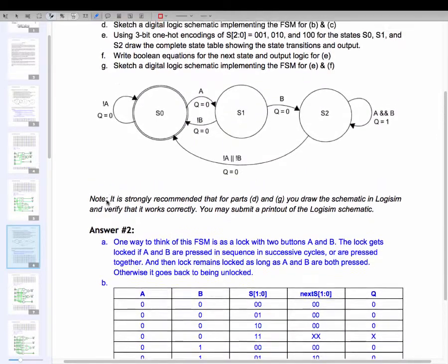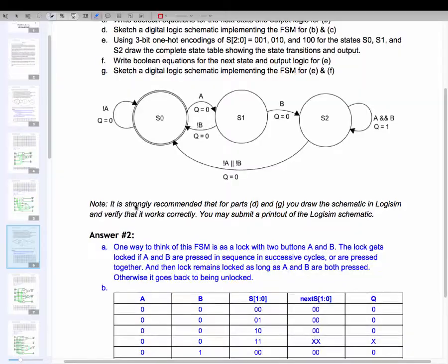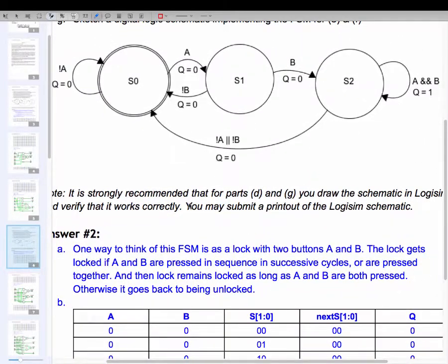Okay. There was another version out here. What does it do? It's a lock with 2 buttons, A and B. The lock gets locked if A and B are pressed in sequence in successive cycles or are pressed together. And then the lock remains locked as long as A and B are both pressed. Otherwise, it goes back to being unlocked. Now, again, there may be other ways of looking at it.